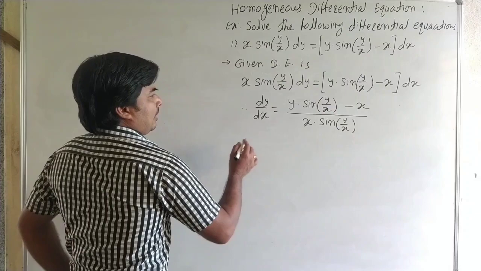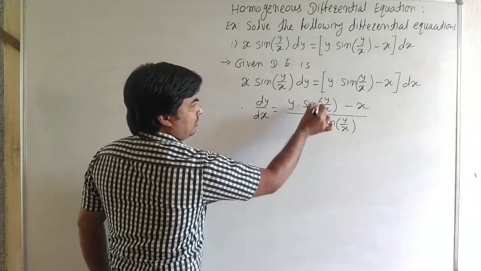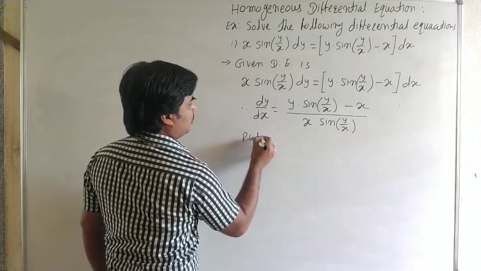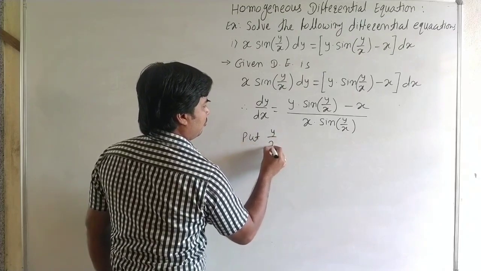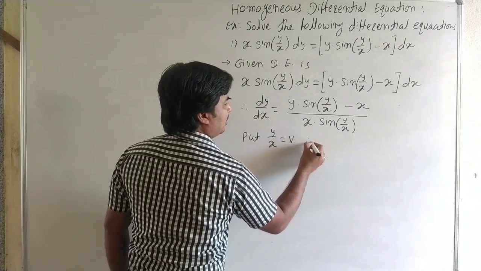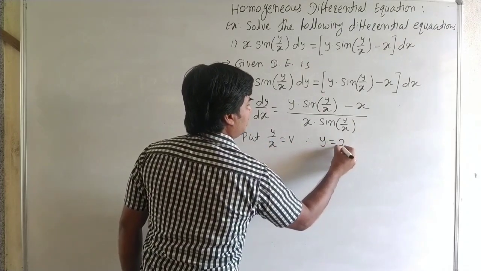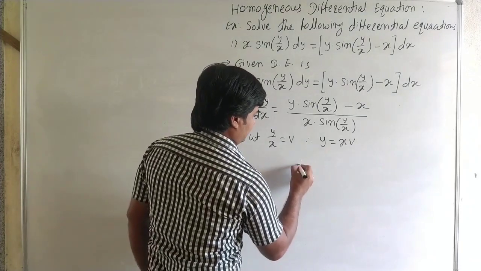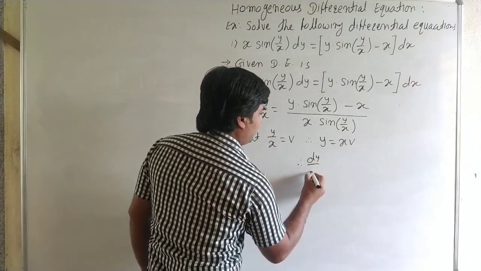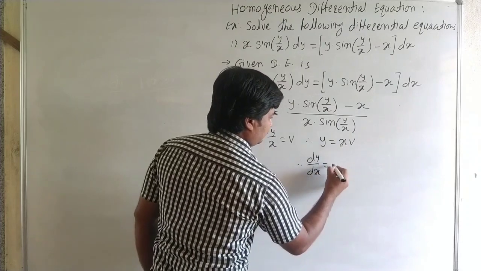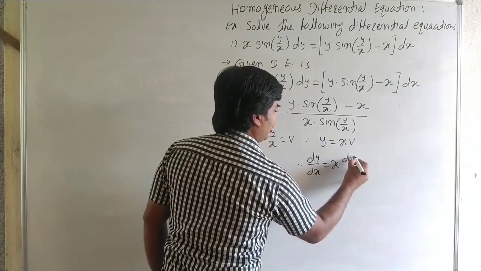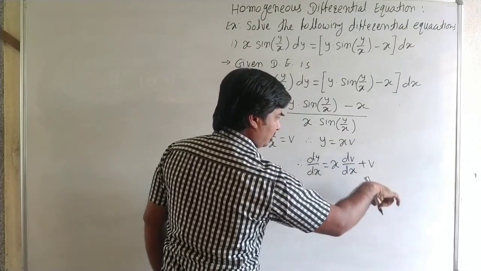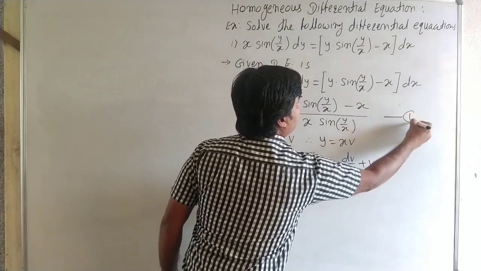Okay, now here it is a homogeneous differential equation. Put y by x is equal to v. Therefore y is equal to x into v. Now differentiate with respect to x. Then we get dy by dx is equal to first as it is, derivative of the second, plus second as it is, and the derivative of the first, it is 1. It is equation number 1.